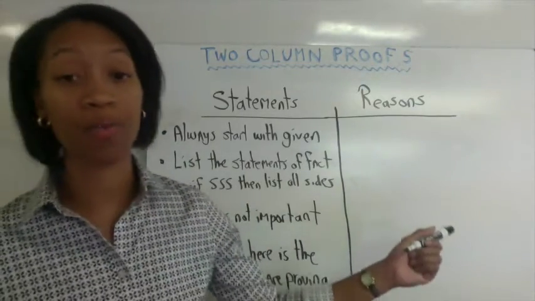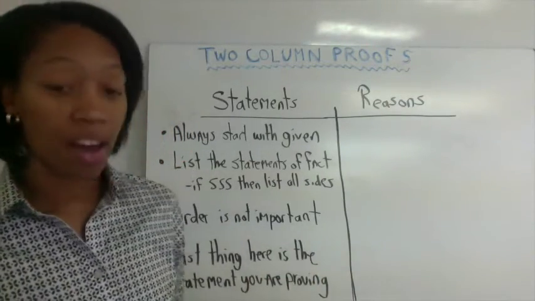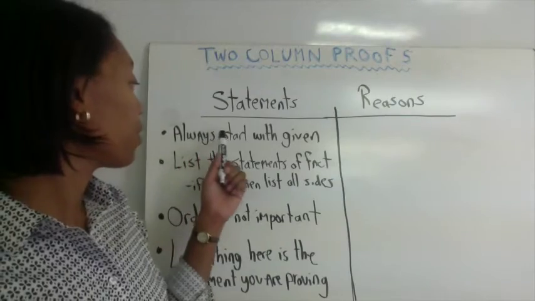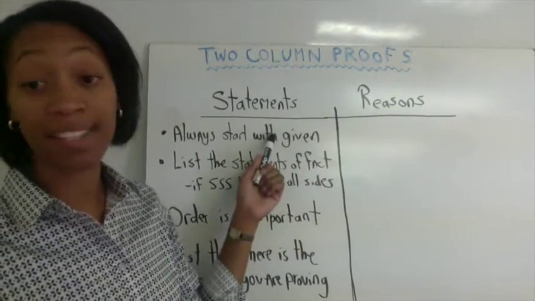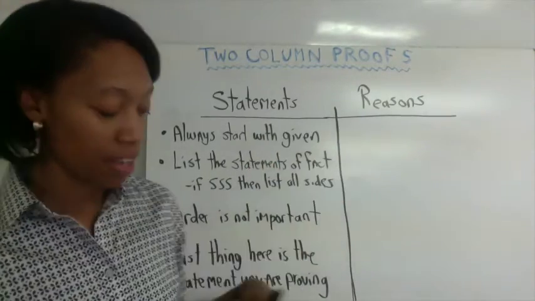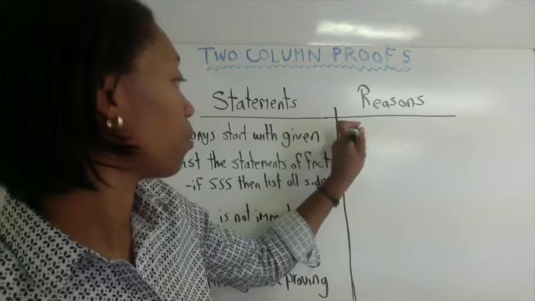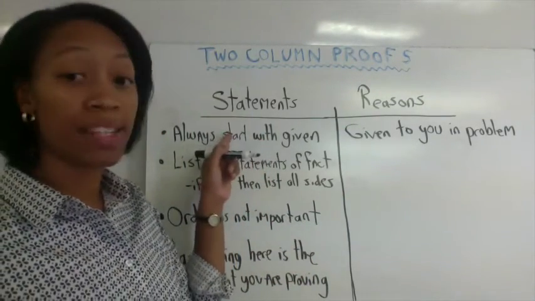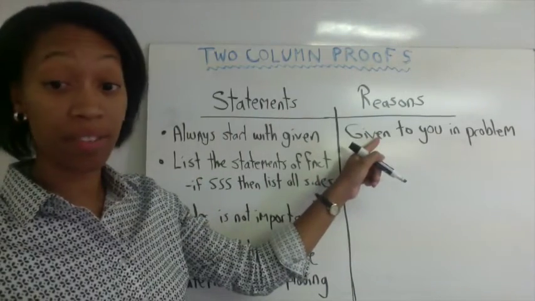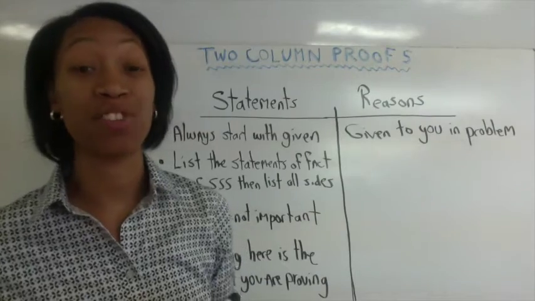The things that go on the reason side are the reasons why you know the statements are true. First of all, whatever statements they give you, that goes first. And then the reason that matches that statement goes on the reasons column. So given, the reason for the given is just given to you in the problem. As you list your given statements and put the word given as the reason for each statement, you should also go ahead and mark those things in your picture.